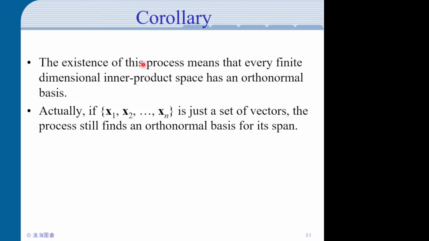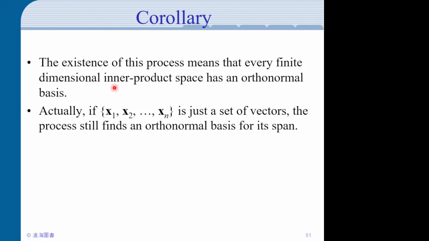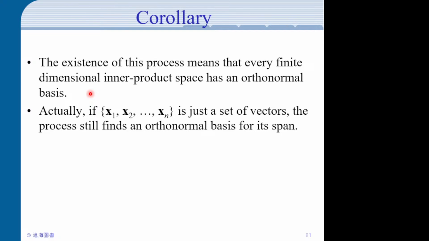Okay. And so an important thing here is that because this process exists, this means that every finite dimensional inner product space has an orthonormal basis. That's because every finite dimensional inner product space has a basis, and you can just turn that basis into an orthonormal basis. So there always is an orthonormal basis.